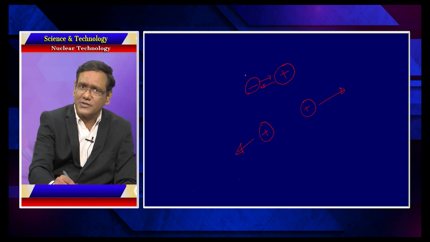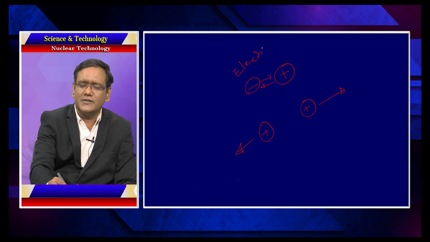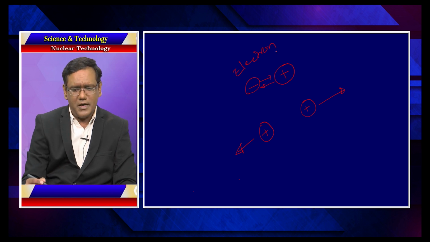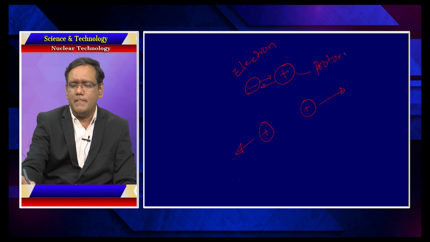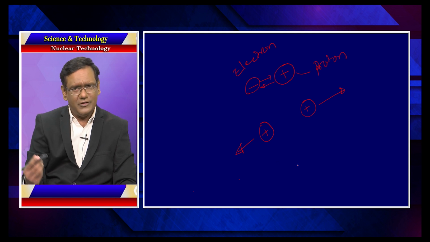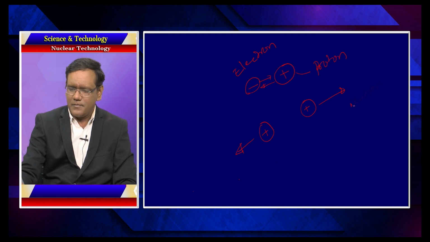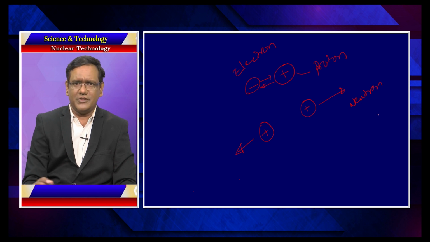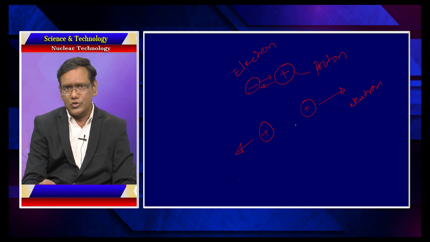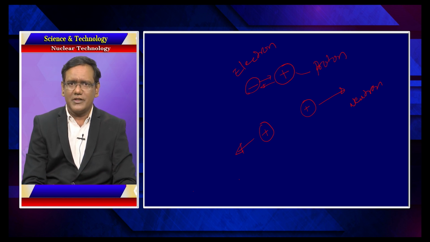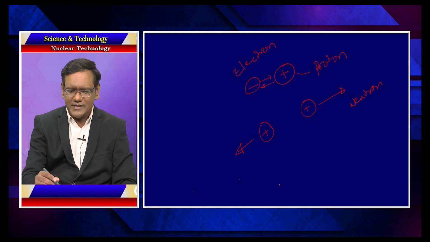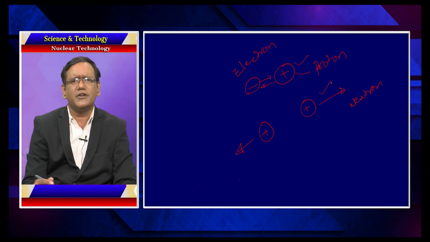We know that negatively charged means it is an electron, and positively charged means it is a proton. Neutrons have no charge. So you all know that when two protons come together, they repel each other. This is the thing everyone knows about.